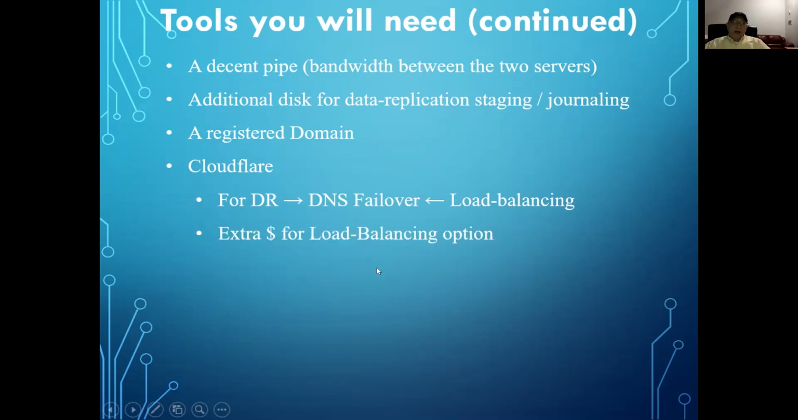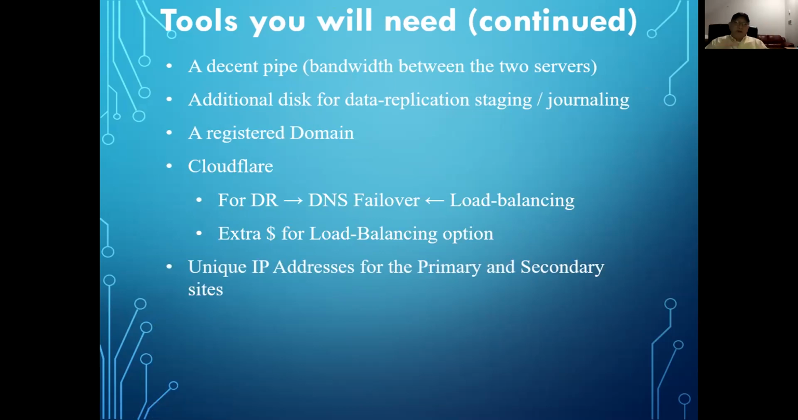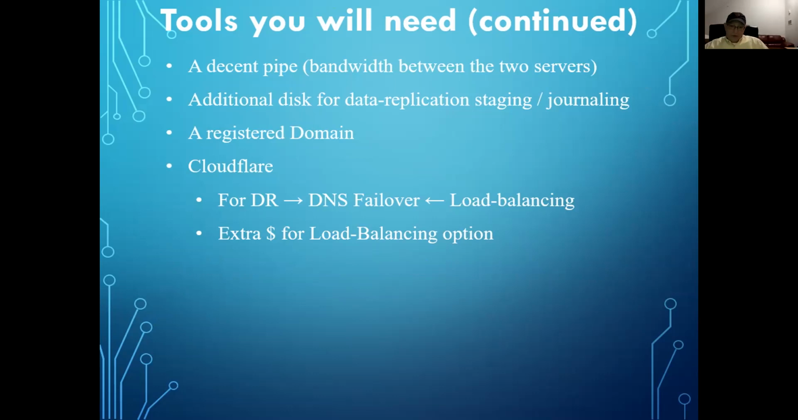And for the load balancing option, you have to pay extra. It's not a lot. There aren't double dollar signs there. It's like $5 a month. I'll show you that in a moment. You have to have unique IP addresses for both servers because it's physics, right? You can't have two objects occupying the same public IP address. So you need a unique IP address for each server.